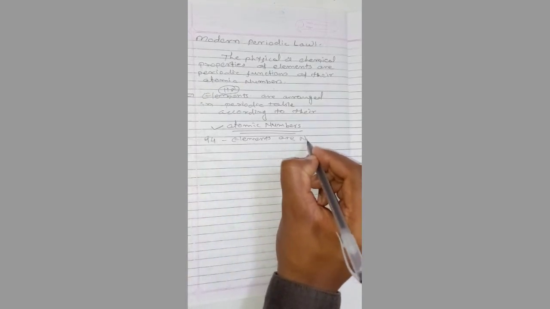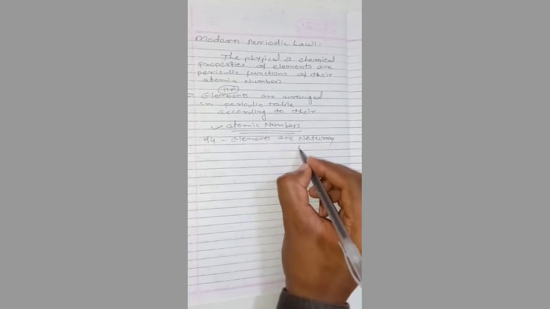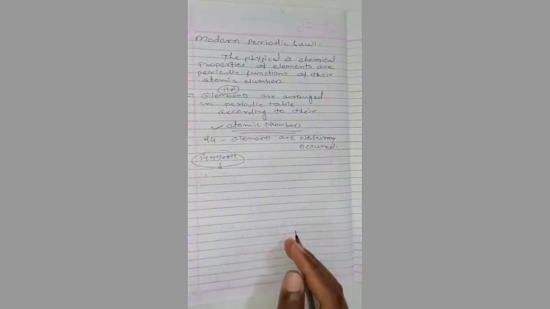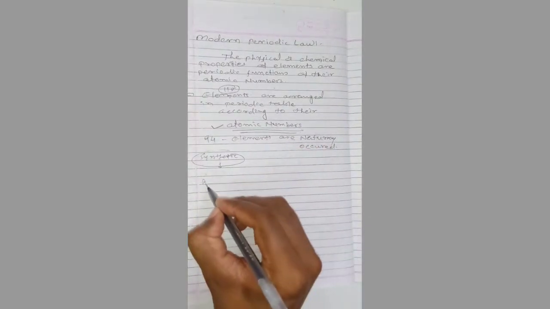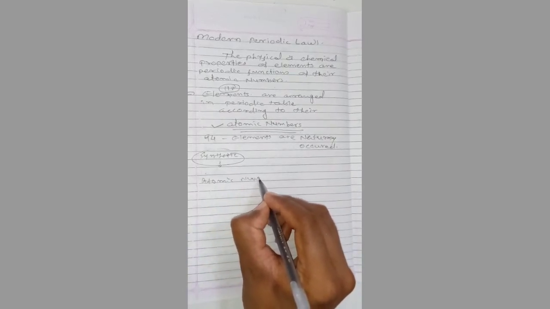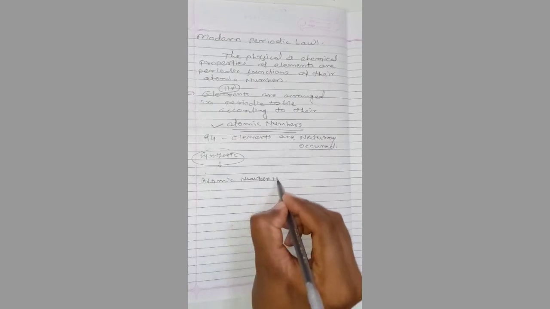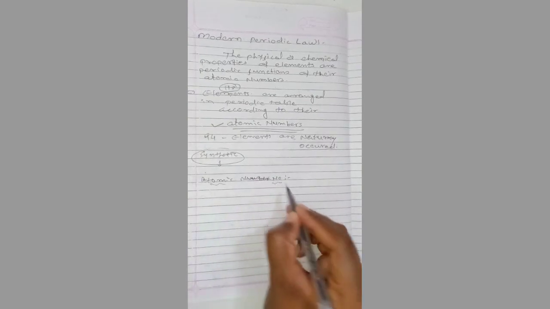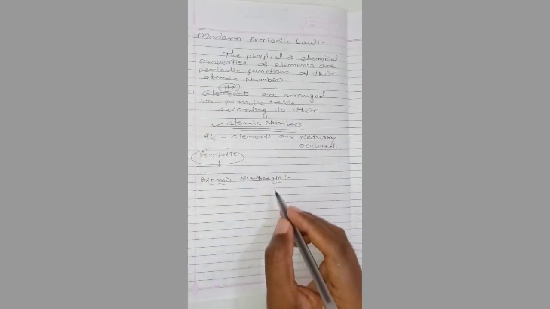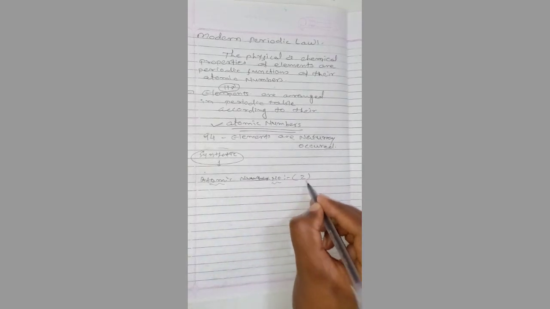There are 118 elements, 94 elements are naturally occurring, and the rest of the elements are synthetic. That means they are prepared in the lab. So first of all, let's see atomic number. This concept we have already learned in chapter 2. Atomic number is denoted by capital Z.